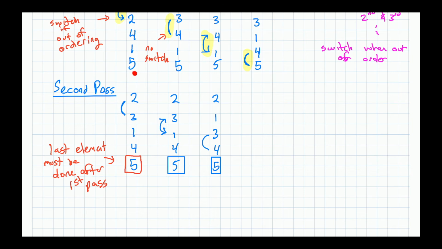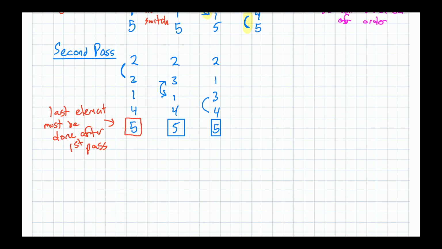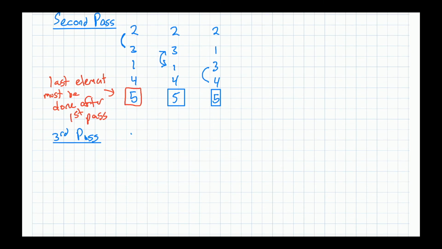So we had to do 4 steps in the first pass, but we only have to do 3 steps in the second pass, and we're done. And at this point, we're guaranteed that the last 2 are now correct. So we're going to start a third pass, which is, we're going to start where we left off. So 2, 1, 3, 4, 5.